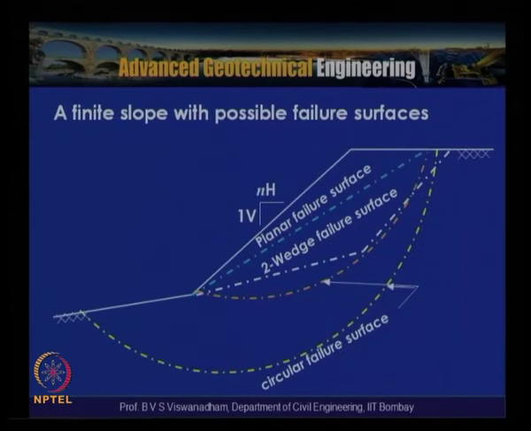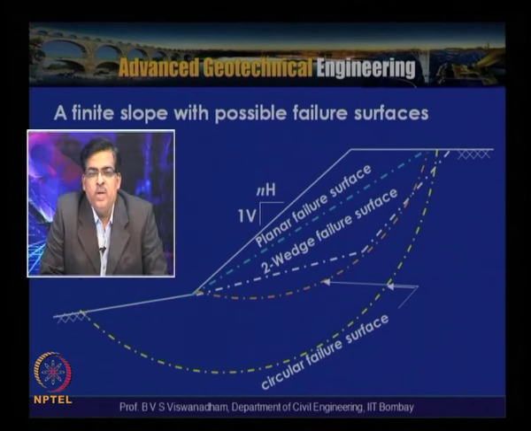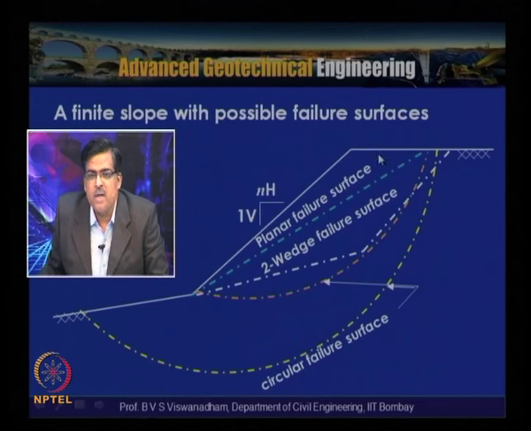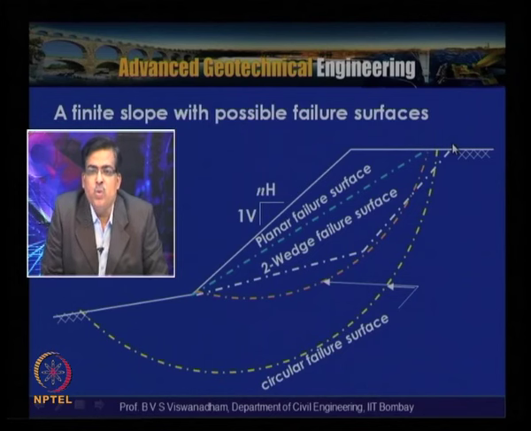In the typical cross section of a finite slope with one vertical to n horizontal, where the small n is a number, if n is equal to 2, it indicates that the slope has one vertical to two horizontal inclination, that is about 26 degrees with the horizontal. And if n is equal to 1, that indicates that the slope has a 45 degree inclination with the horizontal. The horizontal surface indicates the back slope, which is 0 degrees, but in practice, especially for natural slopes, there can be back slope inclinations ranging from 10 to 20 degrees or so.